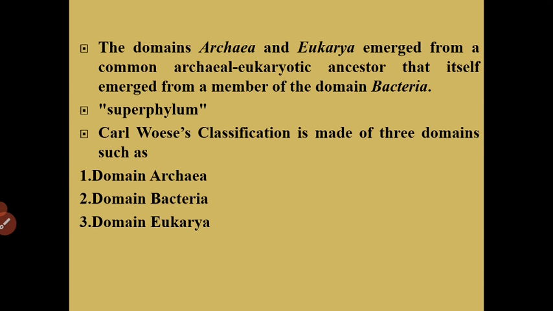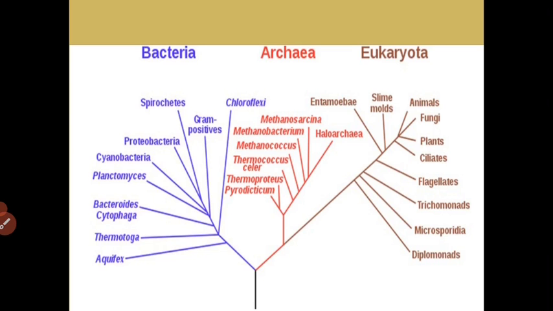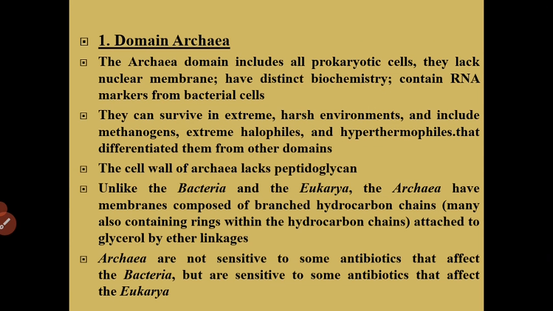Now, in any event, it is accepted today that there are three distinct domains of organisms in nature. There are bacteria, archaea, and eukarya. So as you can see, three domains: domain Archaea, domain Bacteria, domain Eukarya. See, this is the tree diagram. You can see. Let's see them one by one.